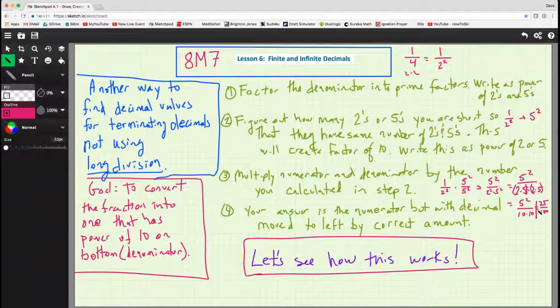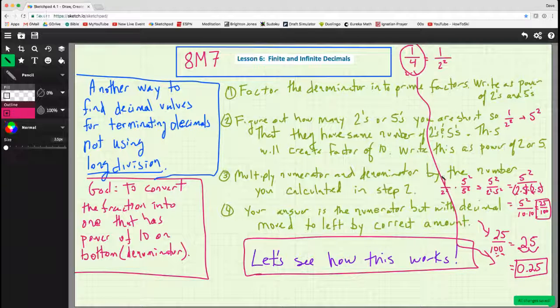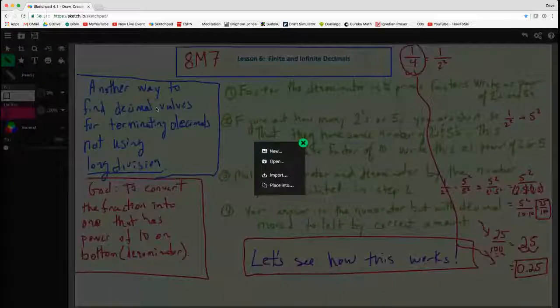Now we have this cool fraction that is so easy for us to convert into a decimal. So 25 over 100 is equal to 25 with the decimal moved 2 times. That's our division trick that we learned in 7th grade. So that's equal to 0.25. And look, no hands. We converted 1/4 into 0.25 with no division, just multiplication. Very cool. So let's do that again.